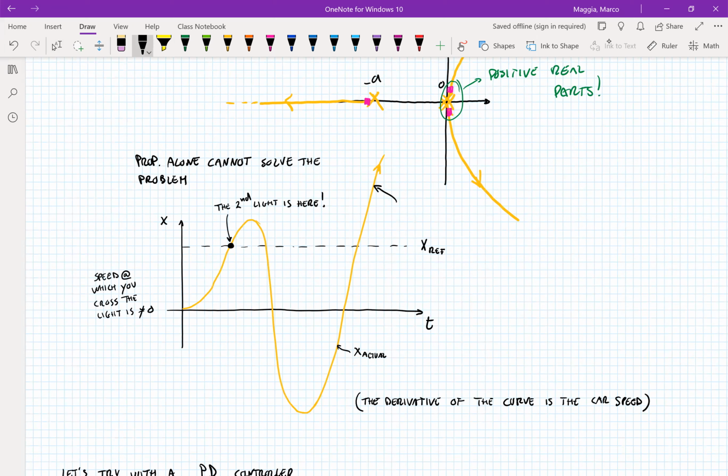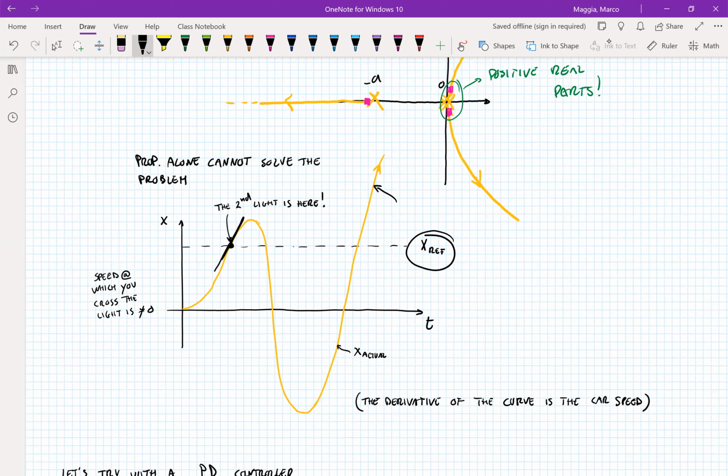What is the response? It's the actual position of the car. That means that we're going to reach the reference right here. And you see that the derivative of the position, which is the velocity, is positive. So pretty much we're going through the red light. And we definitely don't want to do that.